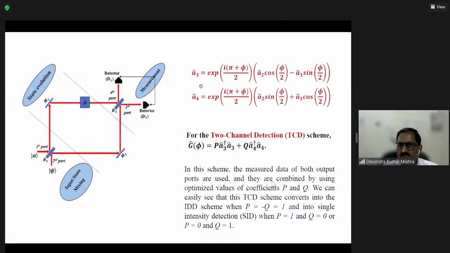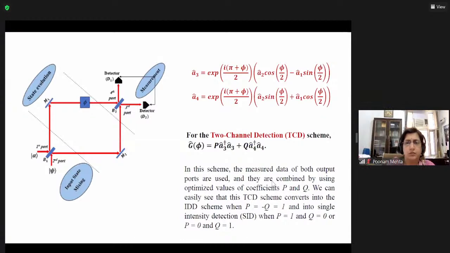Our next study is to find some alternative state to enhance the sensitivity of the interferometer by using a two-channel detection scheme. Here, again, this is the same setup as we have discussed. Here, we change slightly the operator depicting the two-channel detection scheme, defined in terms of G5, which is equal to P A3 dagger A3 plus Q A4 dagger A4. In this scheme, the measured data of both output ports are used and they are combined by using optimized values of coefficients P and Q.